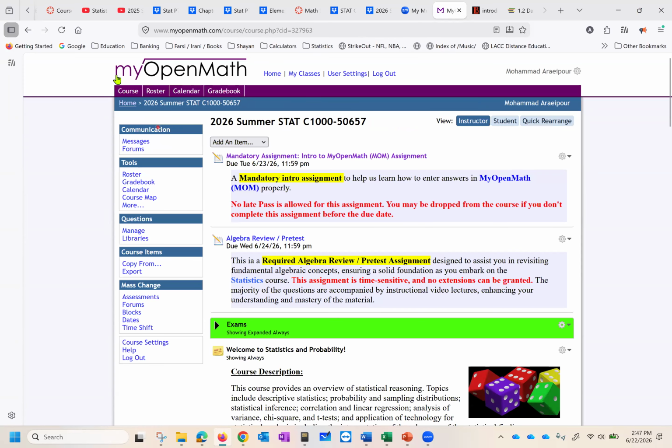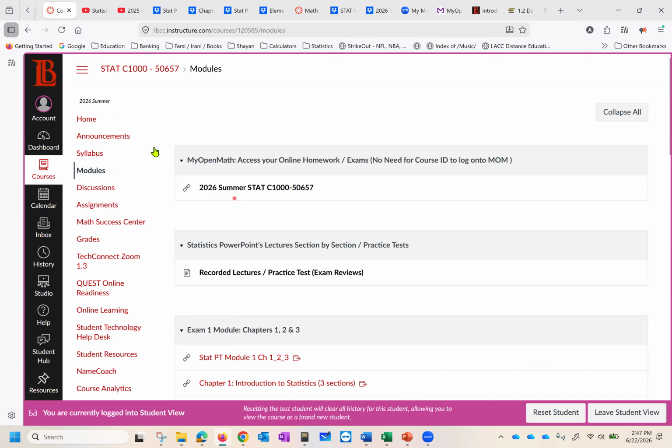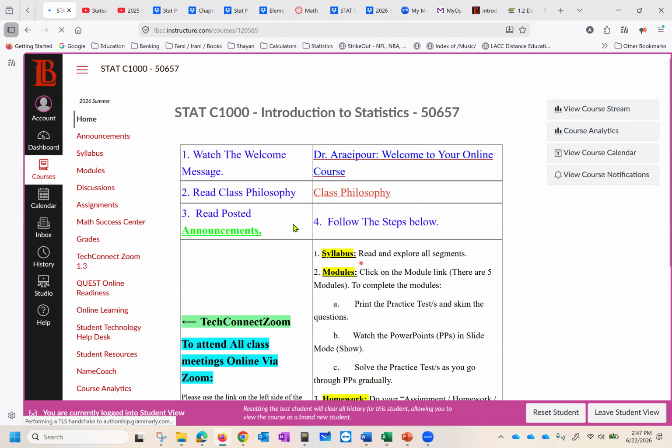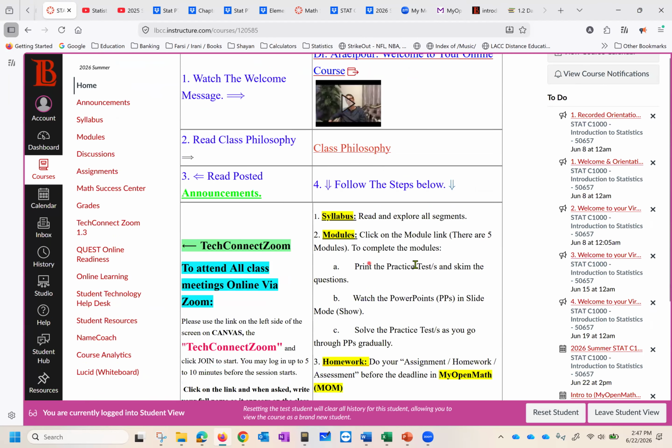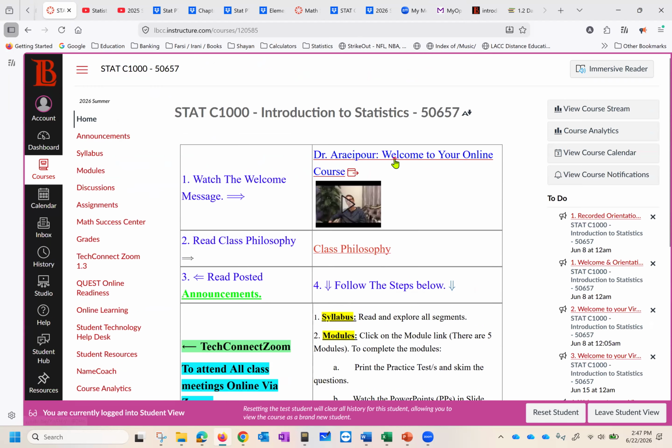So here's the synopsis of what we covered. Here's the homepage of Canvas. A welcome message, class philosophy. Announcements can be found here or here in the navigation bar. Tech Connect Zoom, that's where you come to your class. Math Success Center, if you need tutoring. Discussion forum, you have a couple of them, frequently asked questions and student bios.